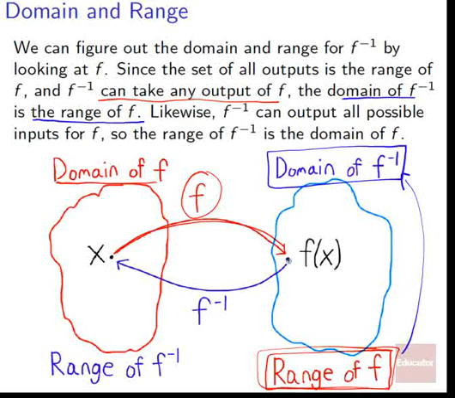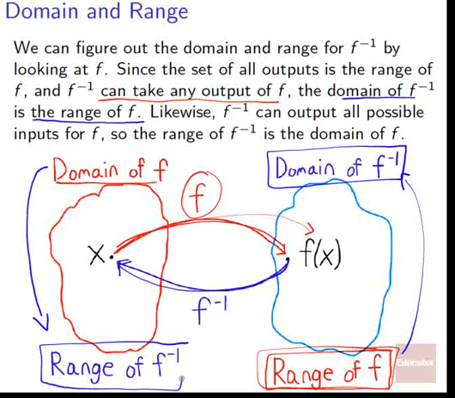Likewise, because f inverse breaks that f of x and turns it back into original inputs, we must be able to turn it back into all of the original inputs, because all of the original outputs have to be over here. Anything that we can make it to, we have to be able to make it back from. So we can output all the possible inputs for f. Because we can reverse any of the processes, we must be able to get the range of f inverse from the domain of f.